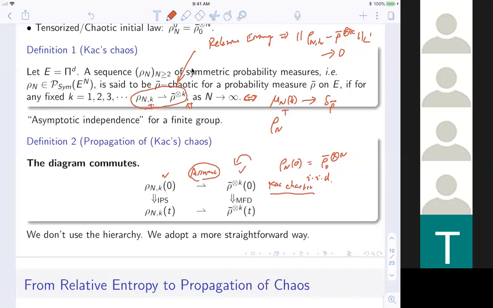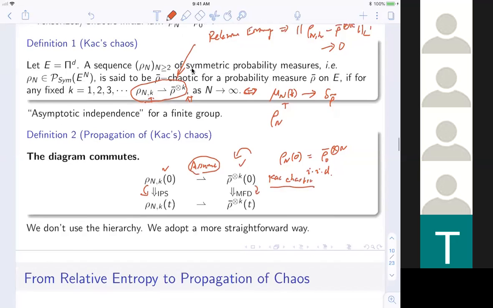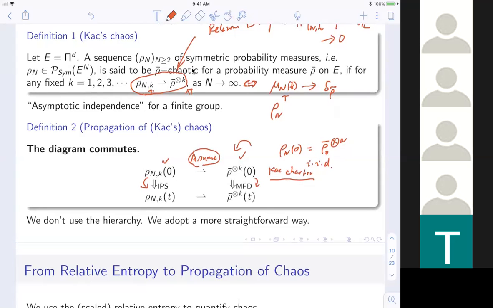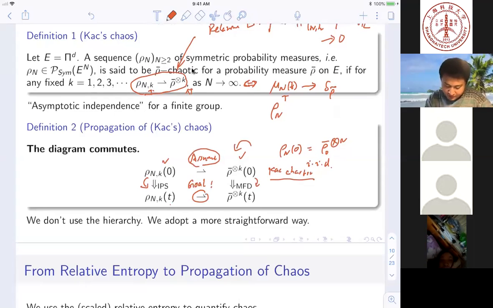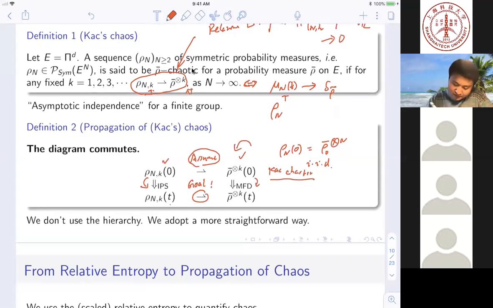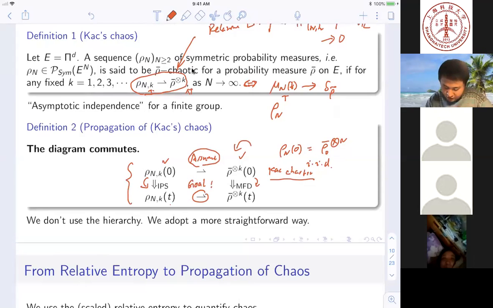So then we run the two dynamics. On this side, we run the interacting particle system. On this side, we run the mean field dynamics. We get the distribution at time t, and we get the distribution at time t for the mean field as well, for different dynamics. If we can establish this, our goal, and at time t we also have K chaos, then that's it. So this is the Euro diagram for a lot of derivations of nonlinear equations.